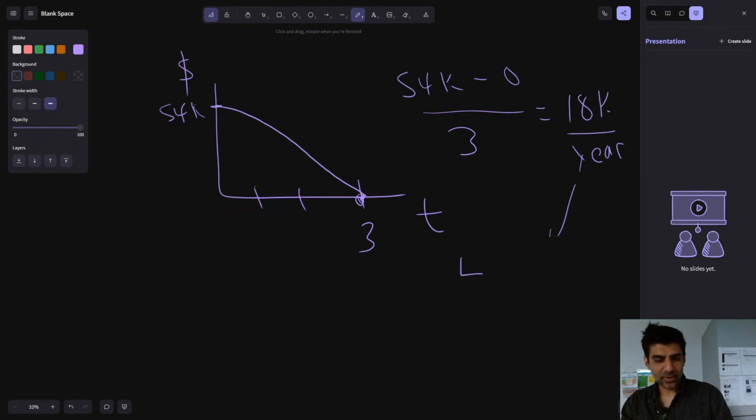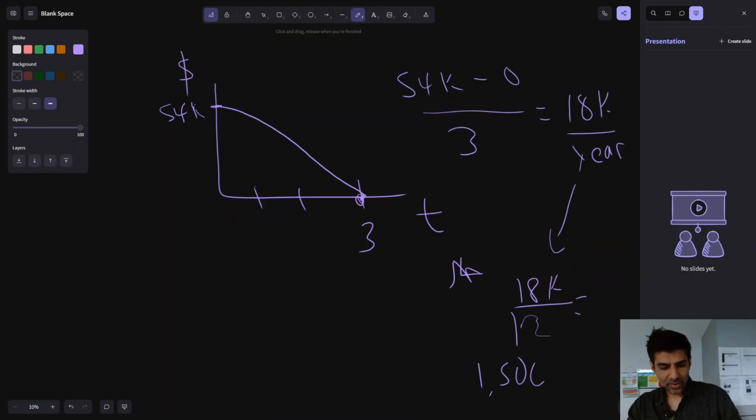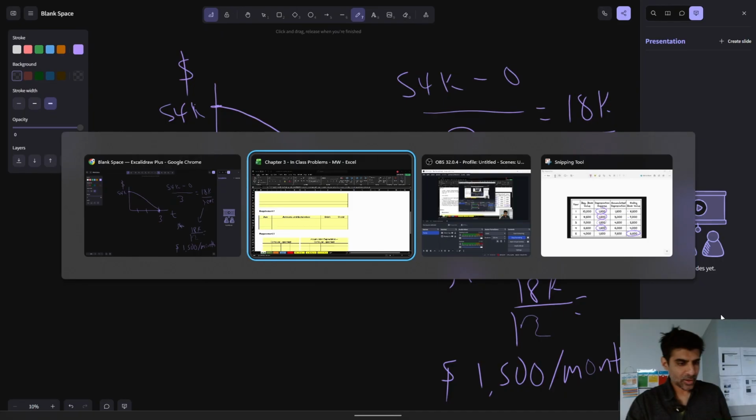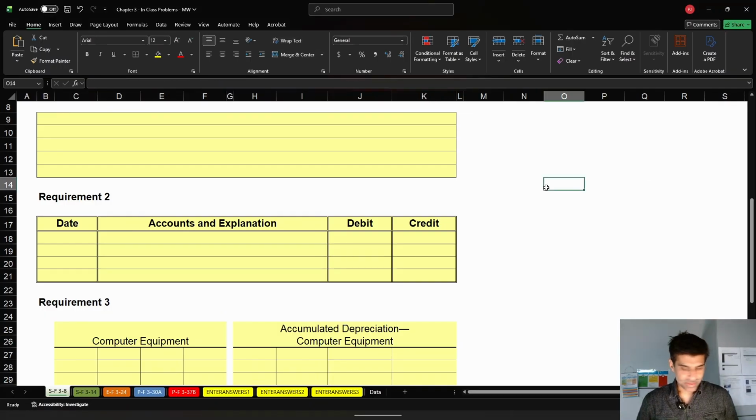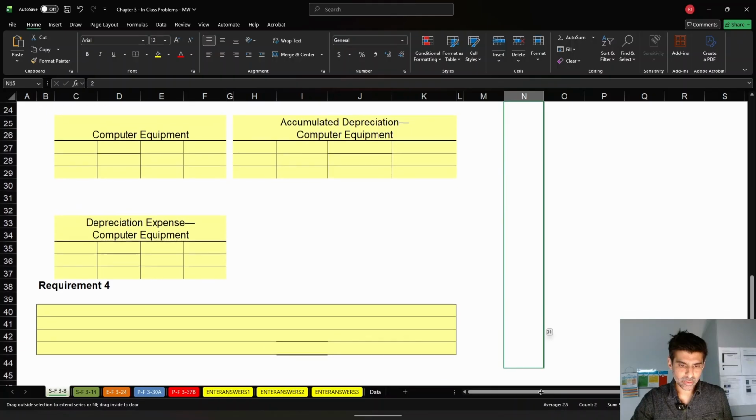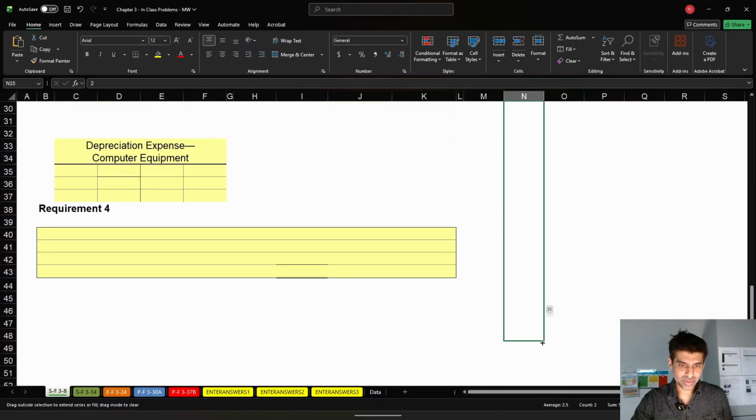So how do I convert yearly to monthly? What is that per month? Divided by 12. So 18K divided by 12 equals 1,500 per month. Agreed? That's going to be my expense per month. So basically, if I had 54,000, 1,500 per month, and if I did this down for 36 months, let me just prove this to you.